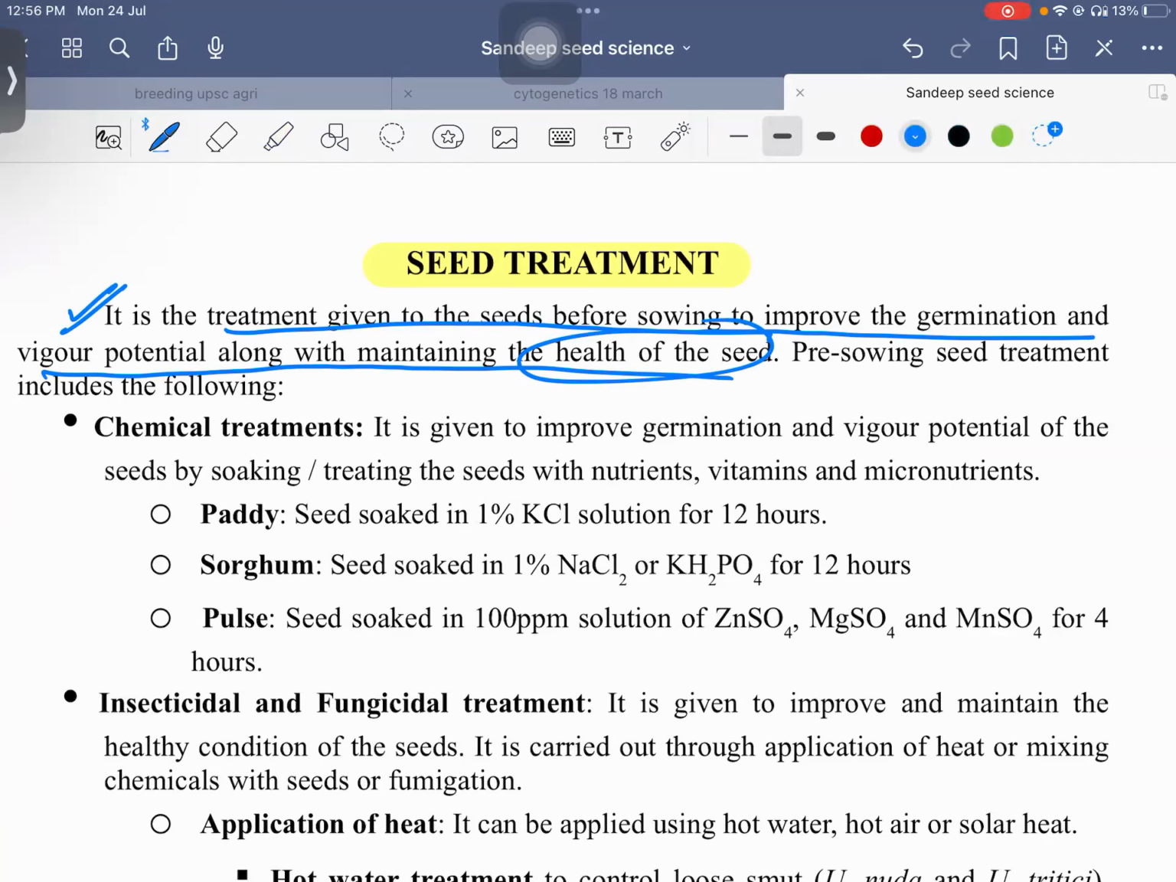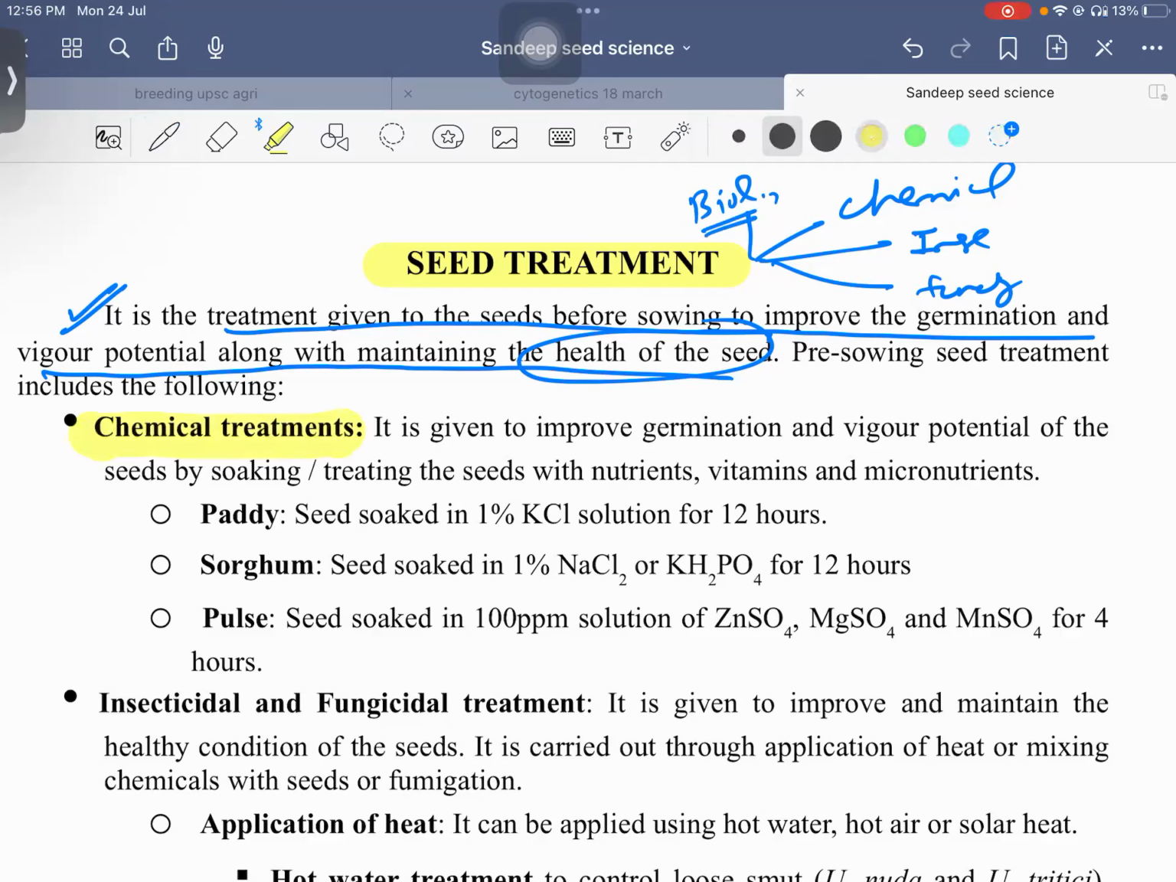We have some different types: it can be chemical, it can be insecticidal, fungicidal, and presently we also have biological. So many different types of seed treatments are possible. The basic first one is the chemical seed treatment, wherein we treat seeds with nutrients, vitamins, and micronutrients.